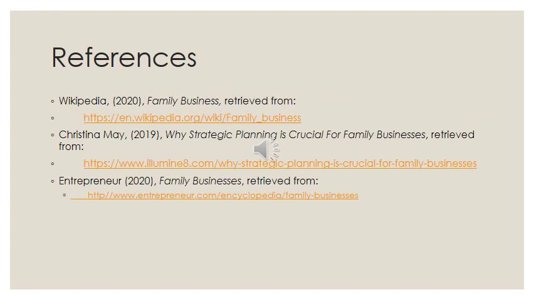This page is references. There are 3 sources for reference for this presentation. The first one is Wikipedia. The article's name is Family Business. The next one, the author's name is Christina May. The title of the article is Why Strategic Planning is Crucial for Family Business. The third source is Entrepreneur. The name of the article is Family Business.